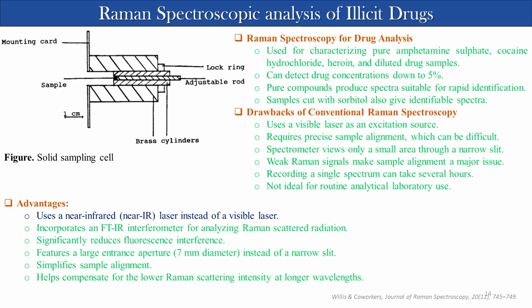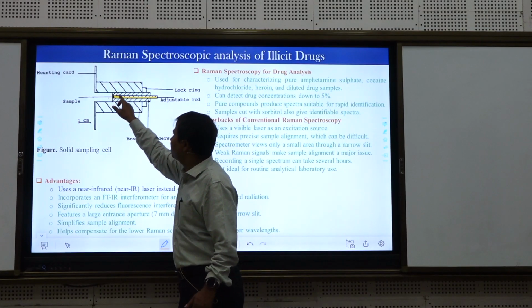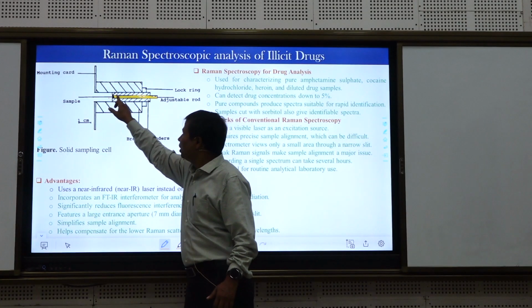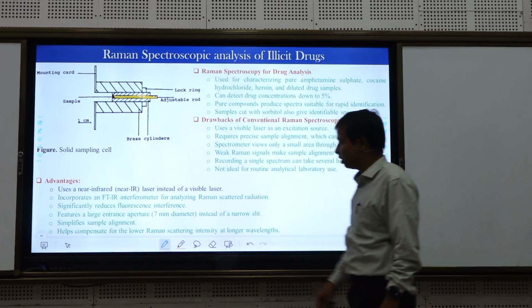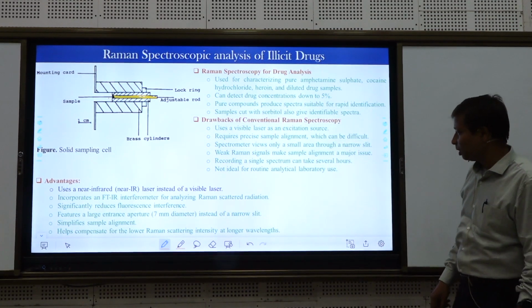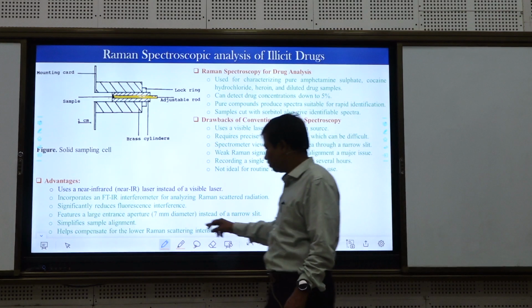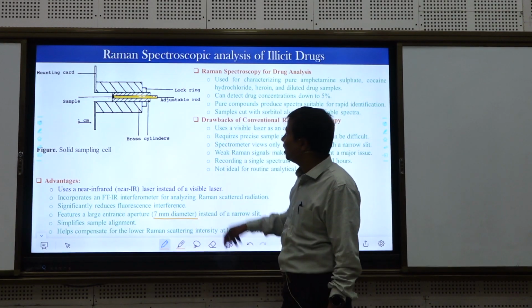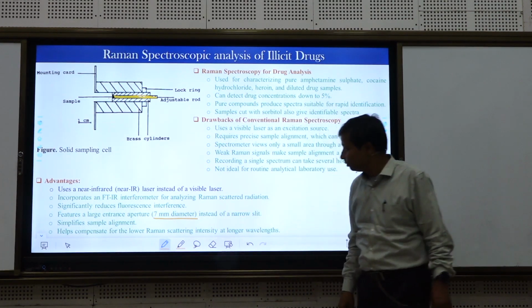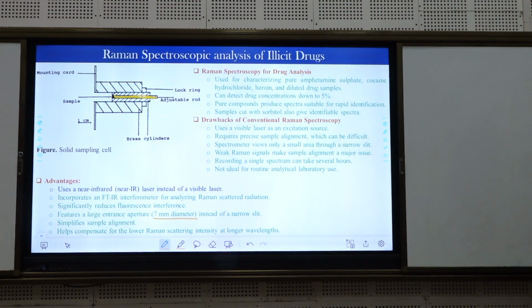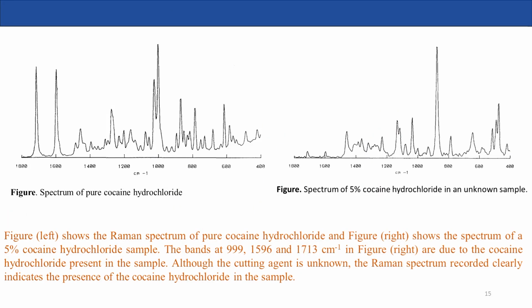So this is one technique where mainly the sample preparation is different. What they do is put the sample inside this tube, a long tube, and then measure the Raman spectrum. You see this entrance aperture is at 7 millimeter. So this is the Raman spectrum of this one. Only the instrumentation is different, and this one is the spectrum.